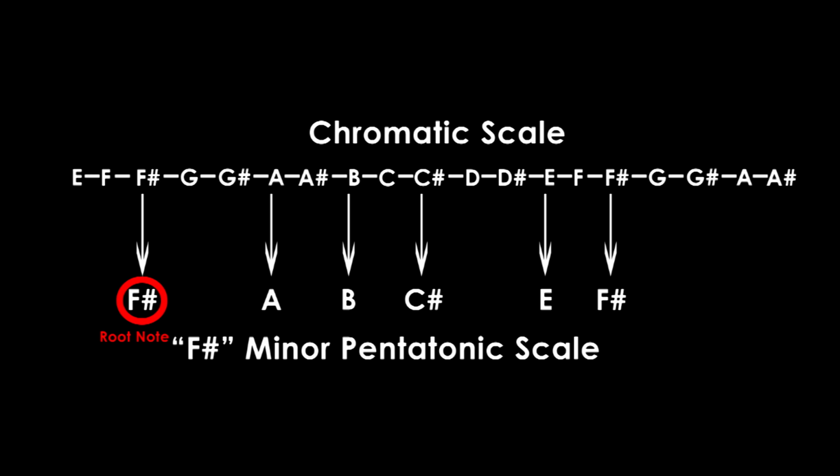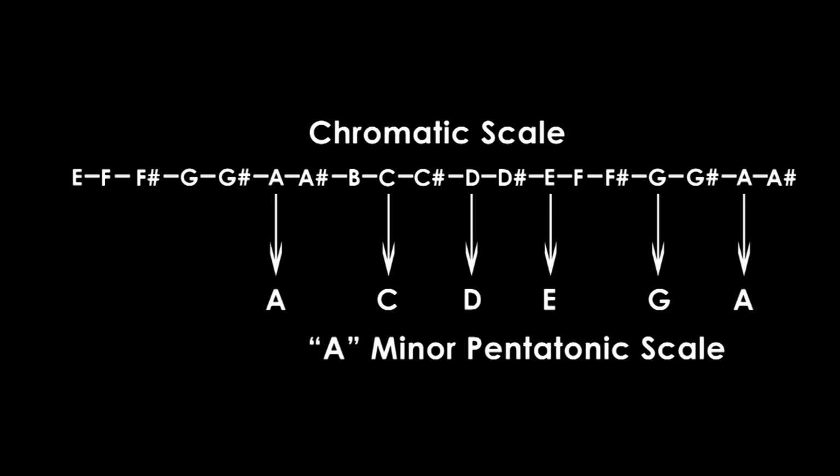So let me say that again. We know this is an F sharp scale because the root note, the first note in the scale, is F sharp. And the root note is the starting note, and in general is also the note that the scale is named after. Now here's another example of a minor pentatonic scale. This time it's in the key of A. And as you can see, this root note, the first note in the scale, is A. And so we call it an A minor pentatonic scale.